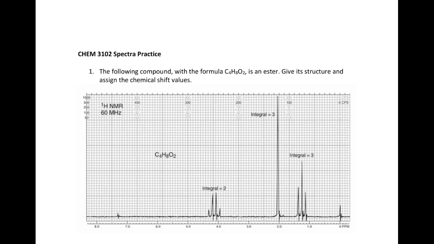Question 1. The following compound with the formula C4H8O2 is an ester. Give its structure and assign the chemical shift value. So the first thing I would do with this problem is take a look at the molecular formula and say, okay, there are 8 protons in the compound, so H8.